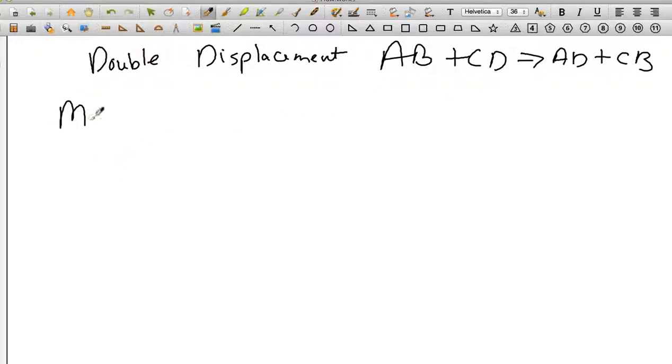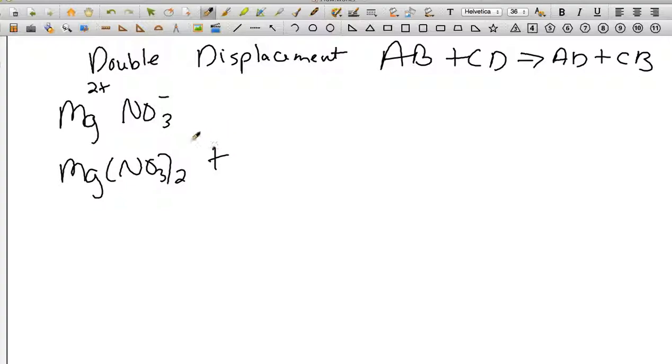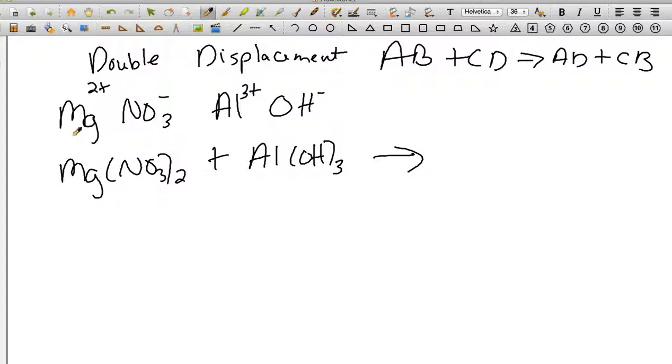So let's look at magnesium nitrate. Magnesium is a 2 positive. Nitrate is a polyatomic ion at negative 1. So that is Mg(NO3)2. Okay? Plus, let's combine that with aluminum hydroxide. Hydroxide is OH, negative 1. So that is Al(OH)3. Okay. We can tell from this that it's going to be a double displacement reaction because you've got positive, negative, positive, negative. So 2 things are able to switch places.